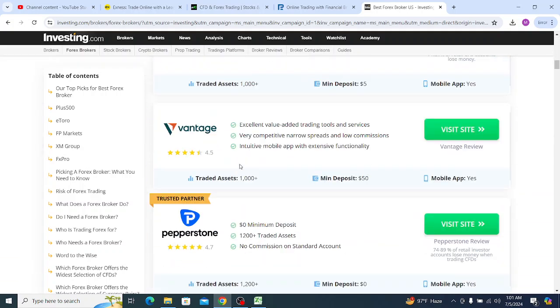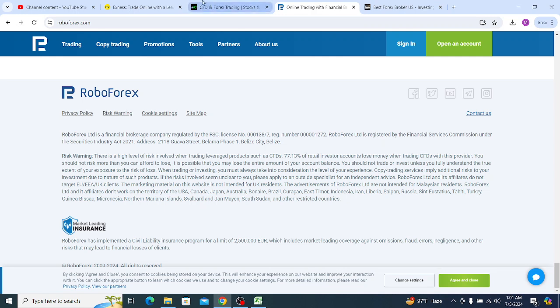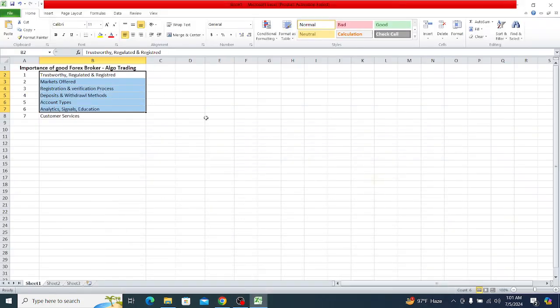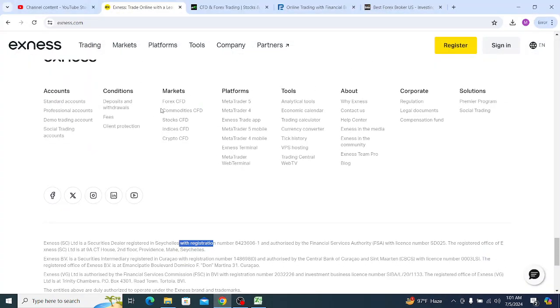After watching that video, you can go for any broker of your choice and open an account. So this is how you can check the registration and regulatory authority of the broker. The second important thing is the markets offered. For example, if you see here, XNES, they are offering Forex CFD, commodities, stocks, index, and cryptos.